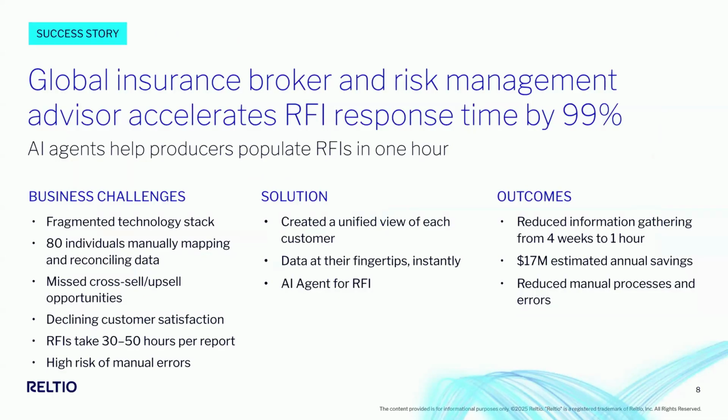At Reltio, we're already seeing customers who have embraced this philosophy. Many are still undergoing cloud modernization initiatives, but pairing an agile architecture with native governance capabilities can impact a variety of business outcomes. In this example, a large global insurance broker was able to generate nearly $17 million in annual savings by automating time-consuming processes, reducing errors, and having a trusted, unified view of each customer readily available as it was required for their RFI process.